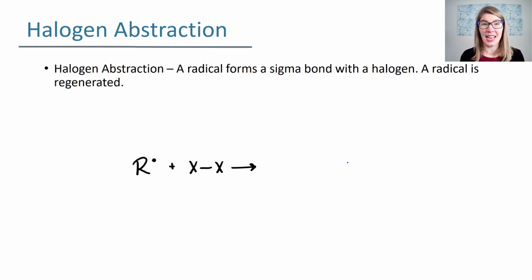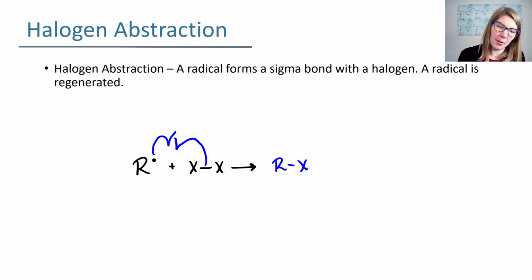Instead of abstracting hydrogen, we could also abstract a halogen. So if you started with a radical, then your radical can react and pull off a halogen. And again, where these two barbed arrows are meeting, that's saying R and X are going to have a new sigma bond to one another. So these are going to have a new sigma bond, but this one needs another arrow to show what happens to that second electron in the XX bond.